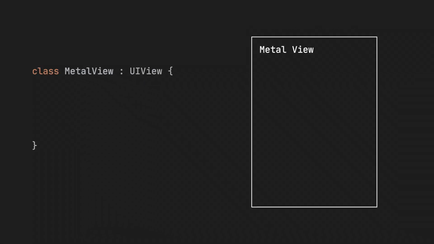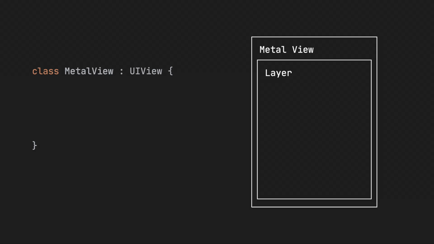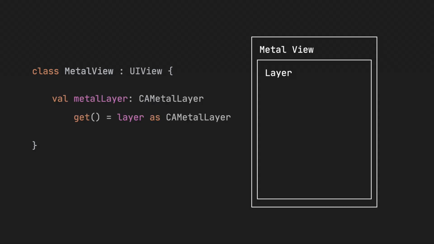So what the metal view does is that metal view is a UI view, and a UI view allows me to get access to a layer. And I could use that layer. What this component does is that it uses that layer and converts it, casts it to a type called CAMetalLayer. And what I could do with this layer is use it for drawing different things.